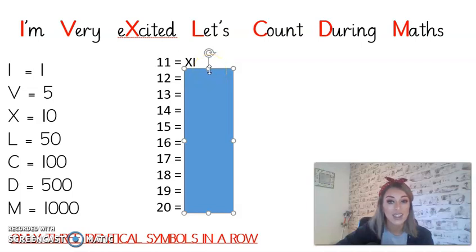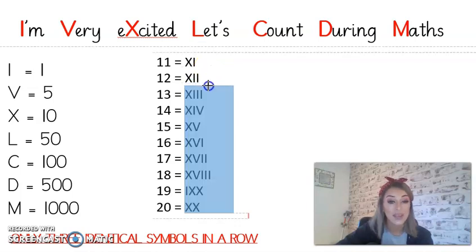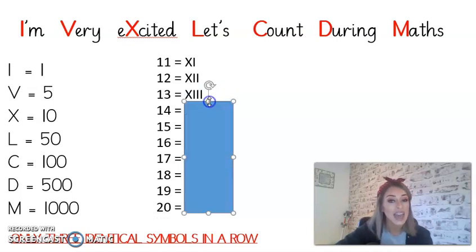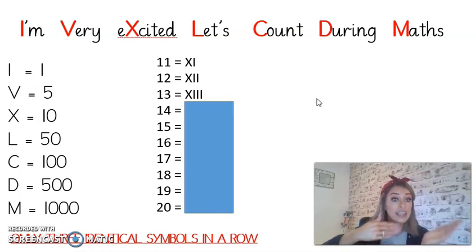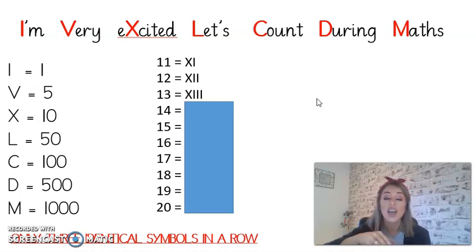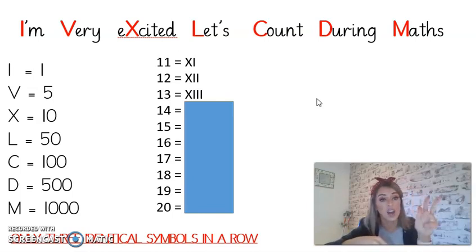Are you ready? 12 is XII because we are 2 after 10, or 10 add 2. And 13 is XIII because we are 3 numbers after 10. We are 3 more after 10. Now 14, that's one of those tricky ones. So I'll give you 2 clues. The answer is not XIII, because that would break our rule of 3.